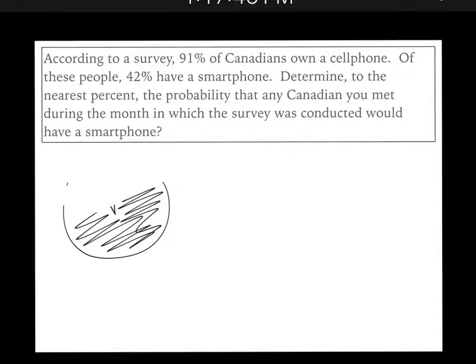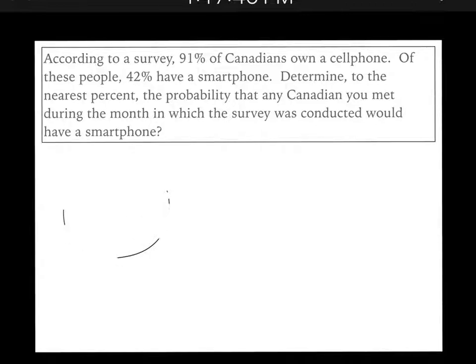Okay, determine to the nearest percent the probability that any Canadian you meet during the month in which the survey was conducted would have a cell phone. They're just saying it's that month to make sure that these stats are valid. So this is a really easy thing. Conditional probability, all you have to know is that you multiply them together.